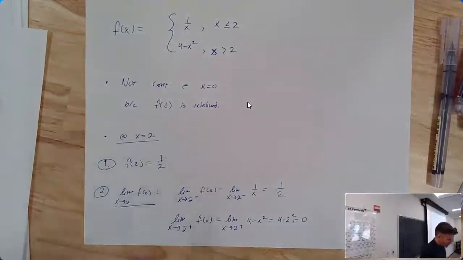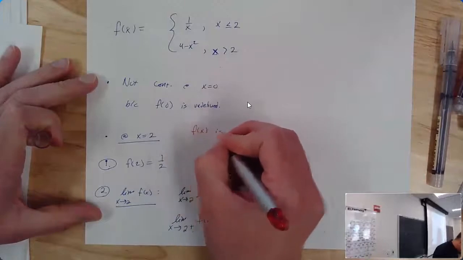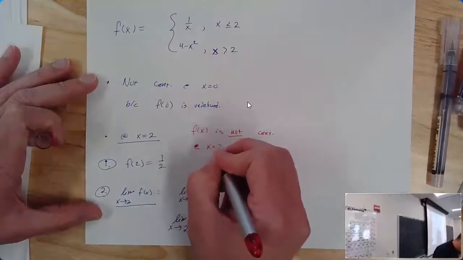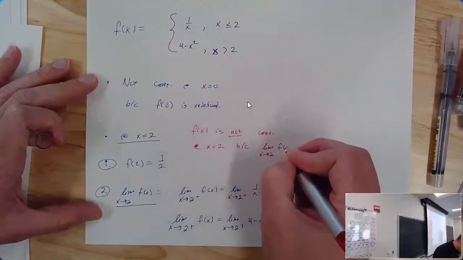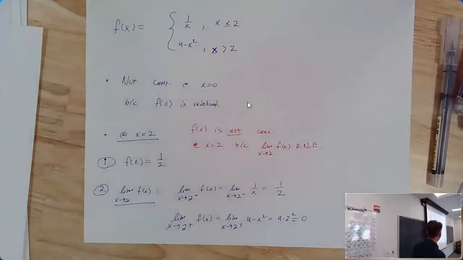So if I were answering this question, I would say f of x is not continuous at x equal to 2 because the limit as x approaches 2 of f of x does not exist. I personally find it good to state why the function is not continuous. If it's not continuous because the function doesn't exist there, you should say that. If it's not continuous because the function exists but the limit doesn't exist, you should say that. And if they both exist and they're not equal to each other, you should say that.